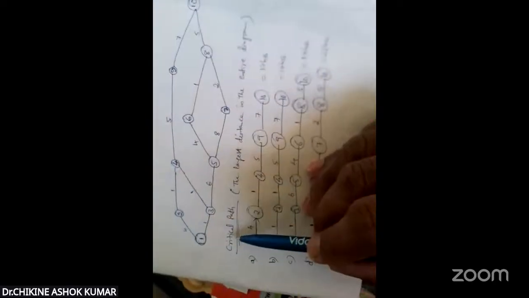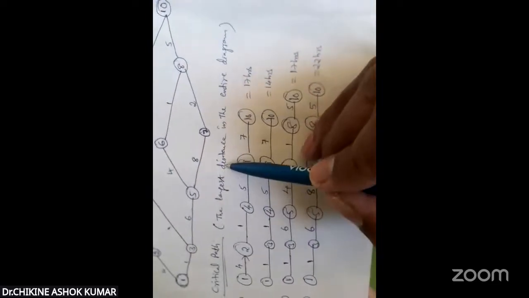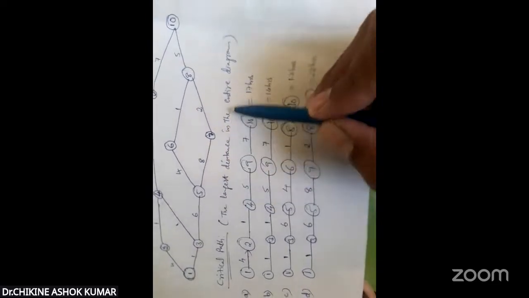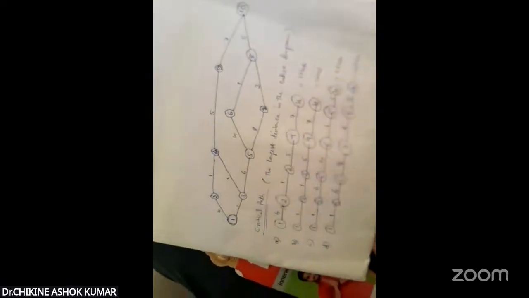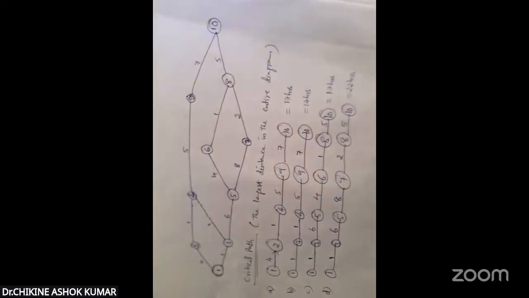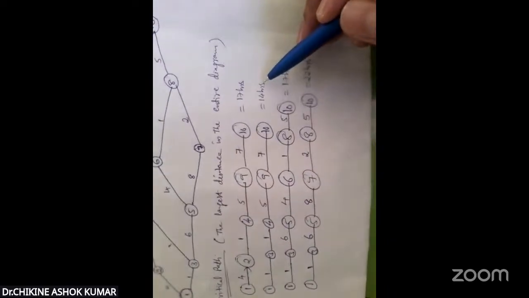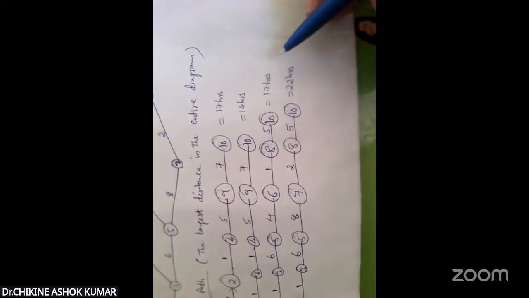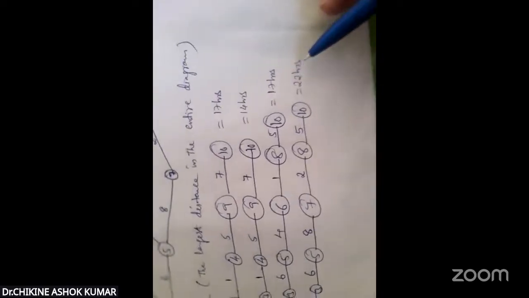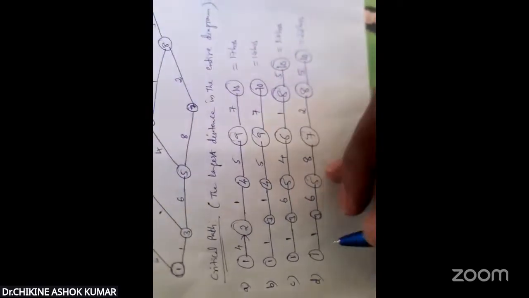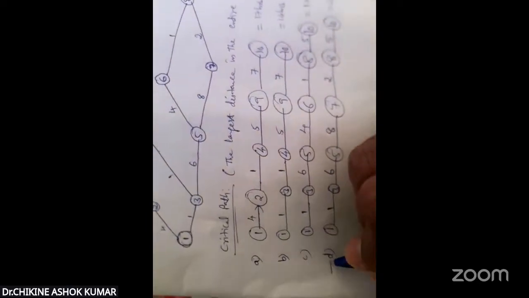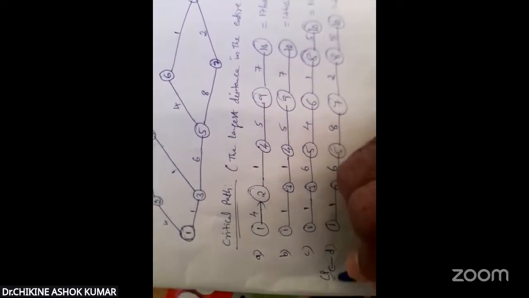Now, among all these four routes, which route has the longest distance? Because the critical path means the longest. I have written the definition here: the longest distance in the entire diagram is called the critical path. That is the critical path value. So the first one is 17 hours, the second one is 14 hours, the third one also 17 hours, and the fourth route has 22 hours. This is the longest path, which means this is the required critical path. This is the CP, critical path route.